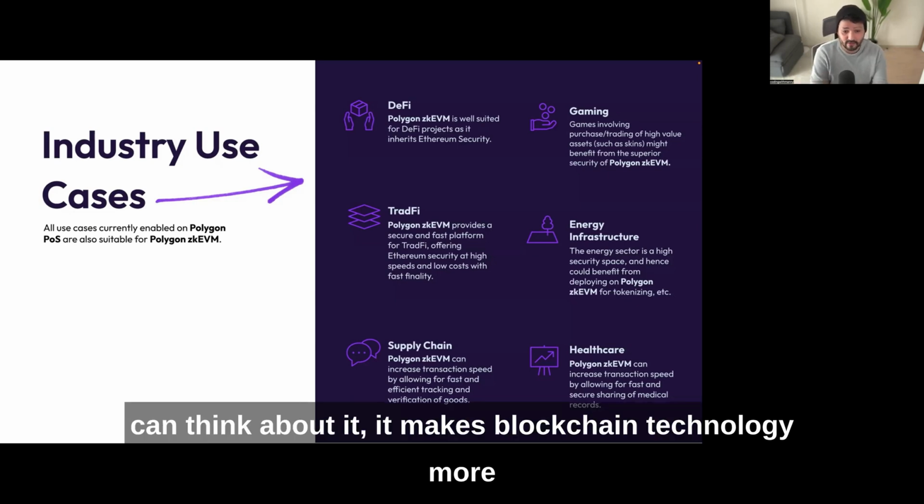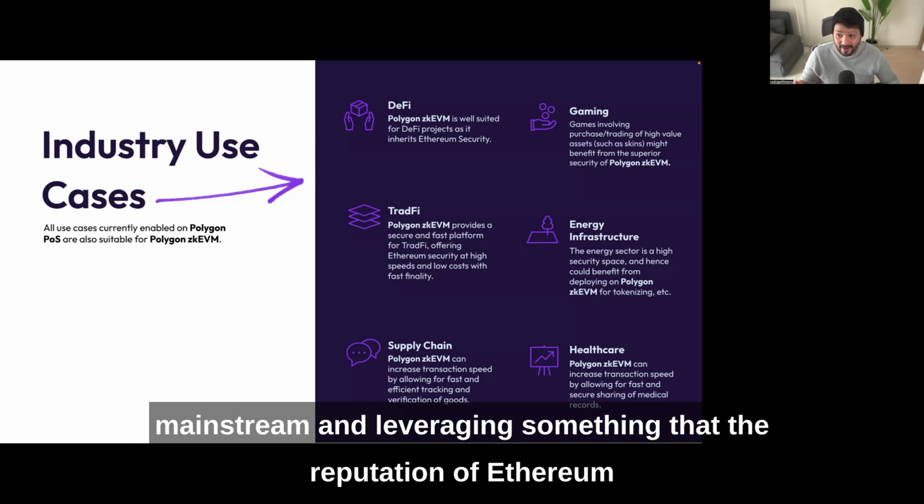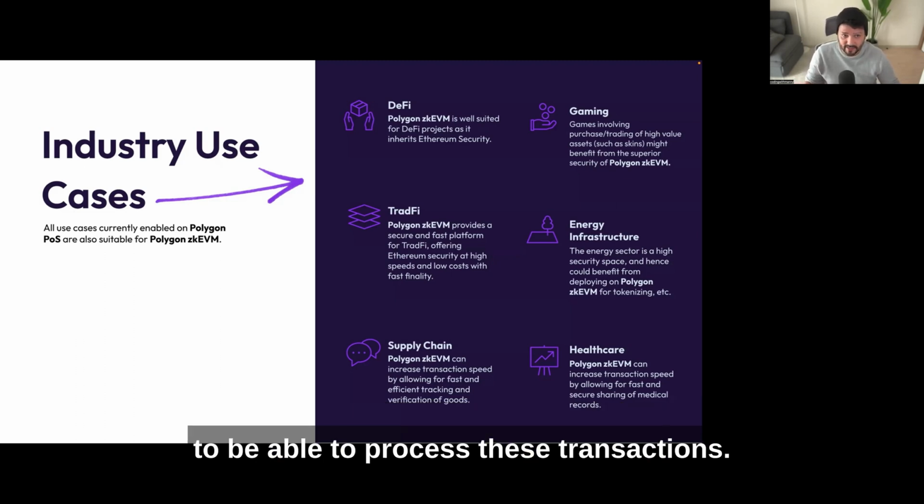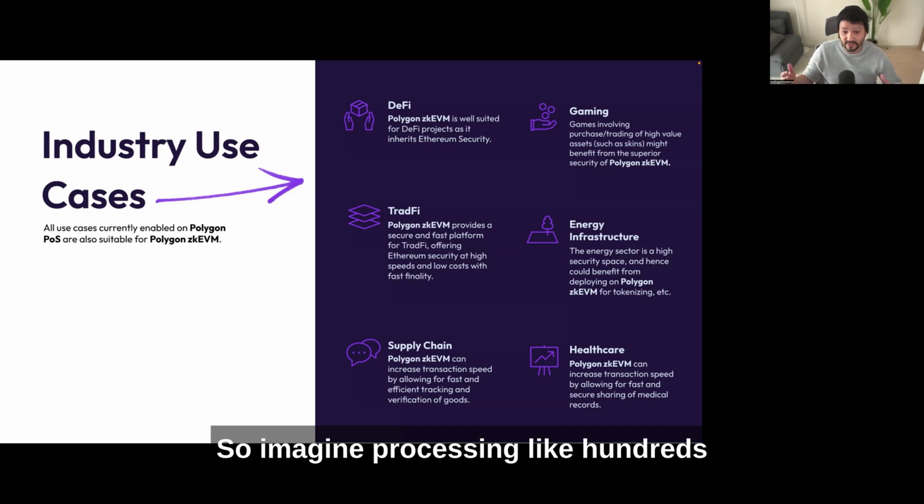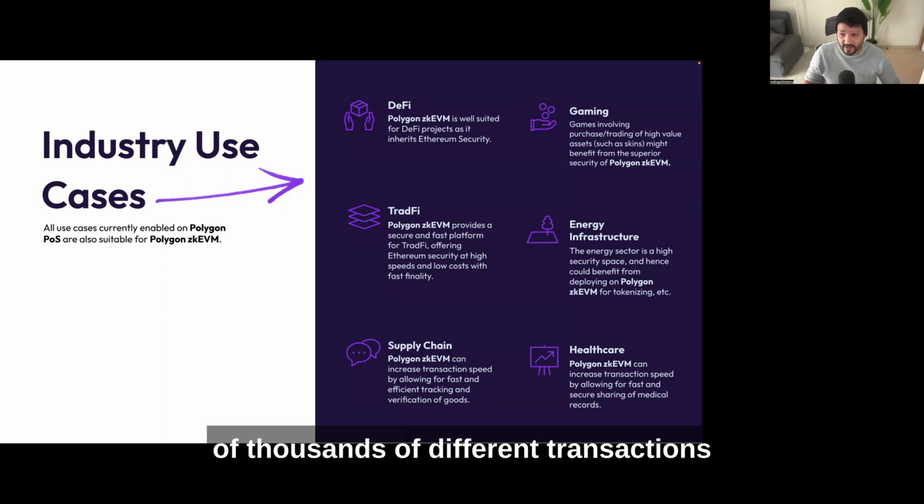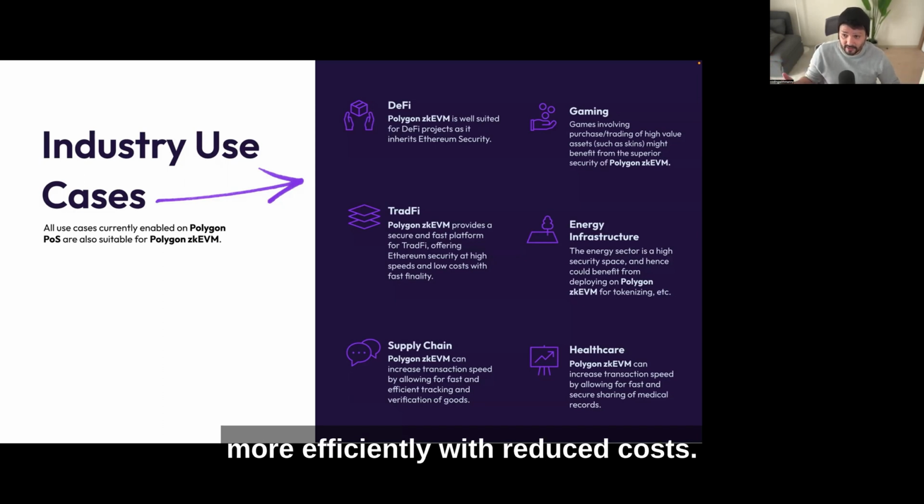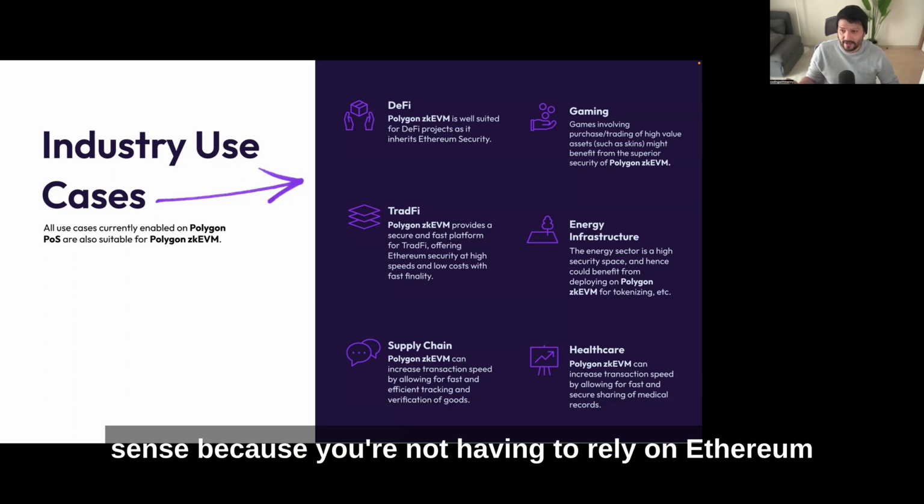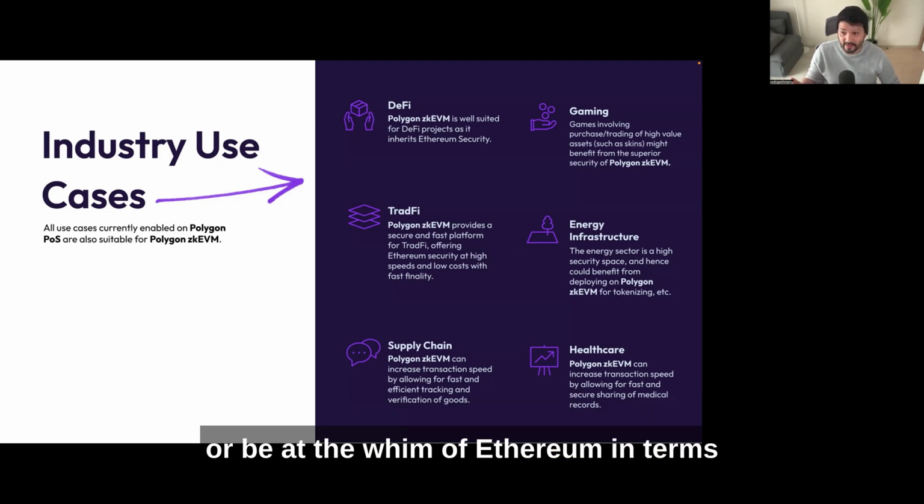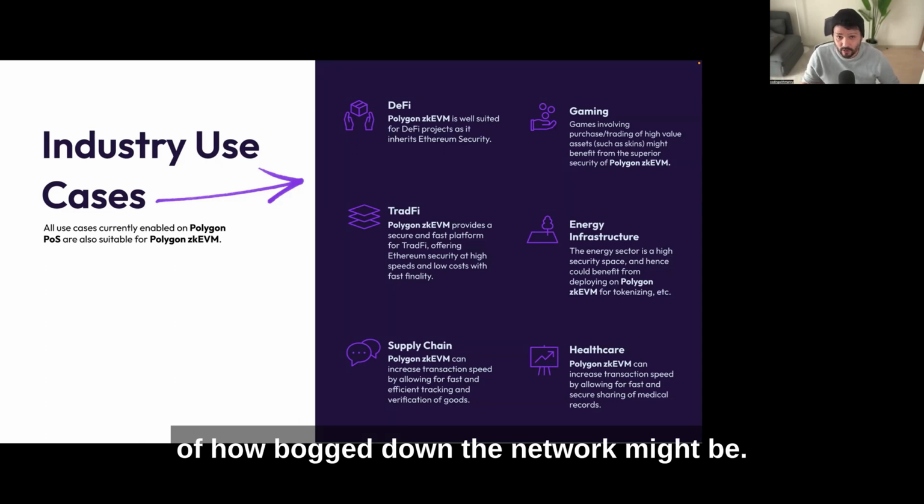As for industry use cases, I'm really excited about this because it makes blockchain technology more mainstream, leveraging the reputation of Ethereum to process these transactions. Some definite use cases are DeFi. Imagine processing hundreds of thousands of different transactions more efficiently with reduced costs. It essentially makes DeFi projects more profitable, because you're not having to rely on Ethereum or be at the whim of Ethereum in terms of how bogged down the network might be.